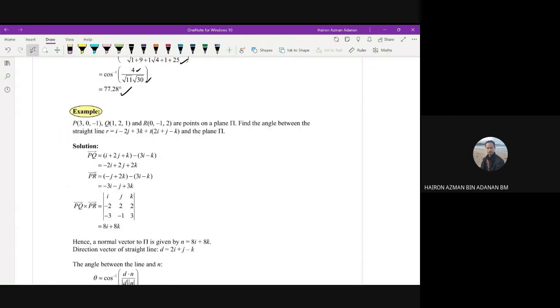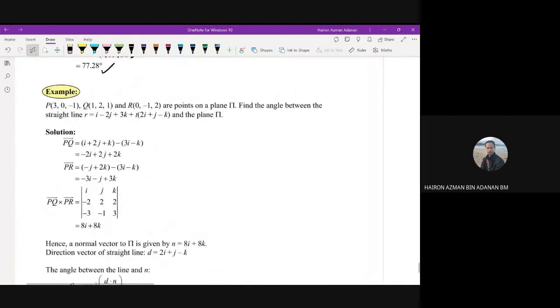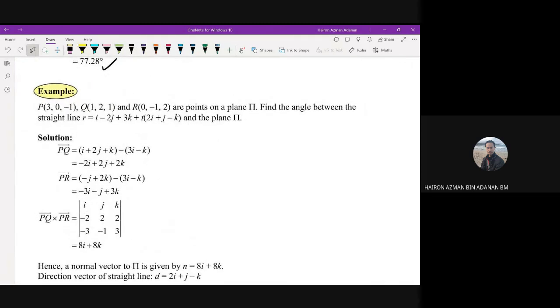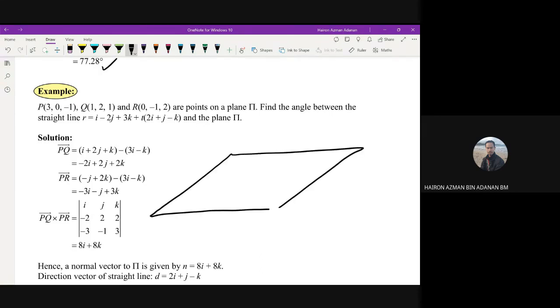Last example. Kita ada lagi 5 minit. Okay, last example. Point P, Q, R are points on the plane. Find the angle between the straight line and the plane. Okay. So, kita fahamkan dulu cerita dia. You ada plane. Ada 3 titik kat situ, P, Q, R. Okay. And then ada satu line dekat situ.